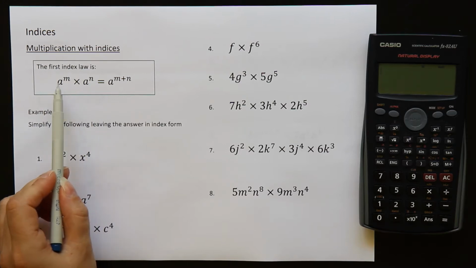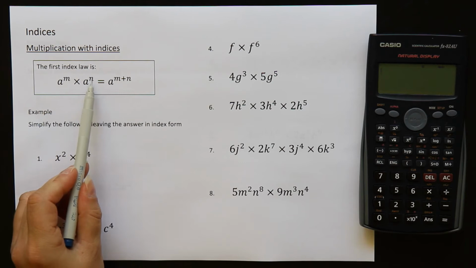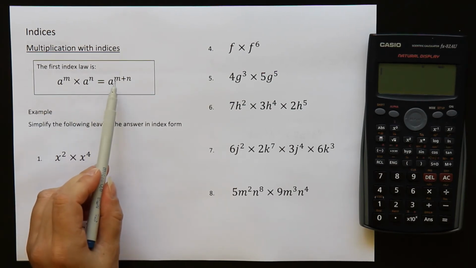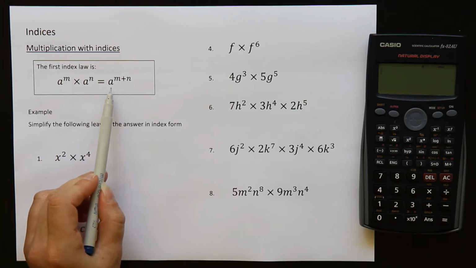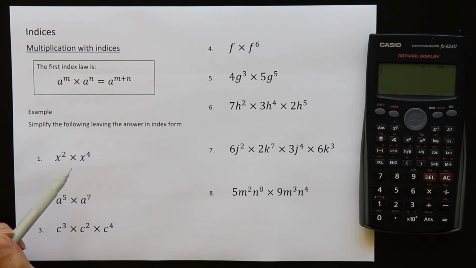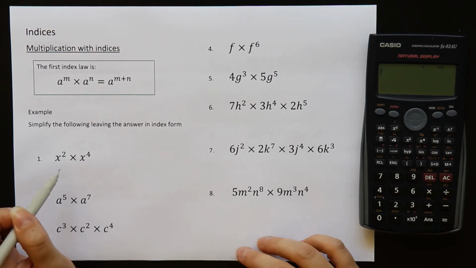So if you have a to a power of m times a to a power of n, then all you need to do is to add those powers together. The base a stays here, but all we have to do is add the m plus the n. I'm just going to show you in this first question why that rule works.